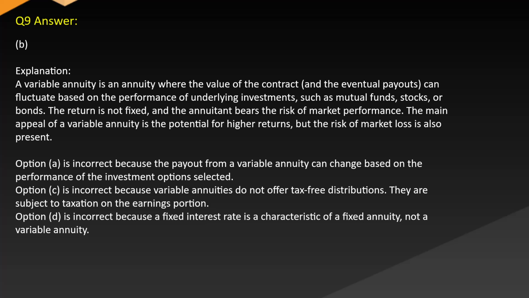Option A is incorrect because the payout from a variable annuity can change based on the performance of the investment options selected. Option C is incorrect because variable annuities do not offer tax-free distributions. They are subject to taxation on the earnings portion. Option D is incorrect because a fixed interest rate is a characteristic of a fixed annuity, not a variable annuity.